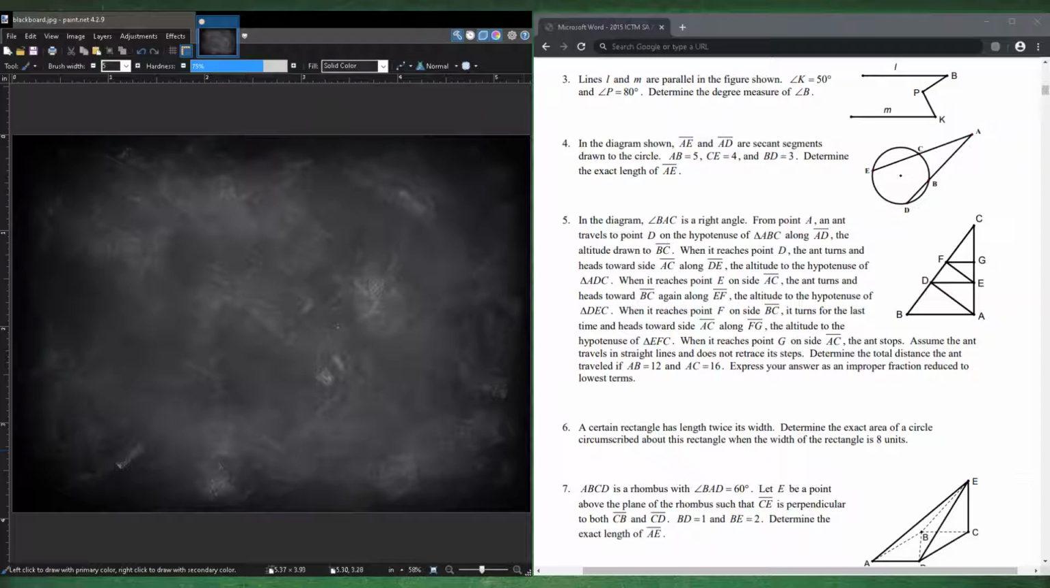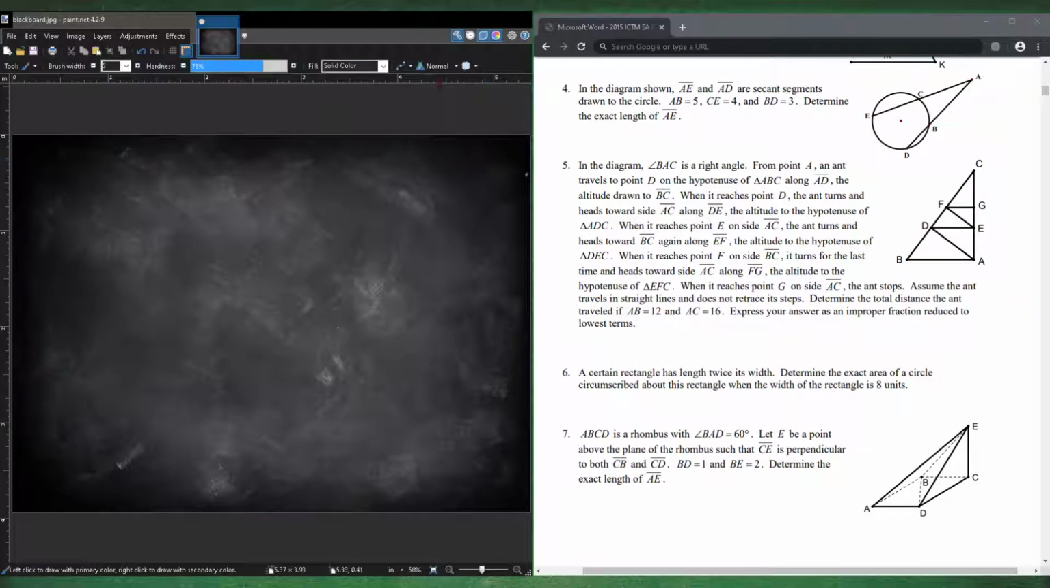Oh, number 5. Okay, this is a paragraph. In the diagram, triangle BAC is a right triangle. Looking at that figure, let's just draw on the side. From point A, the ant travels to point D on the hypotenuse of ABC, along AD, which is the altitude. So they go through this path, and that's the altitude.